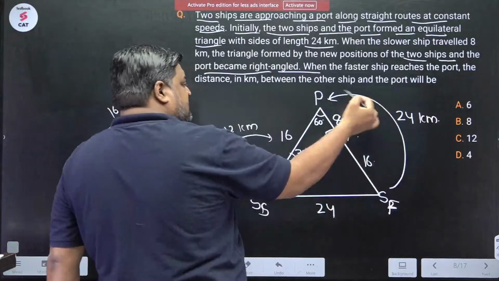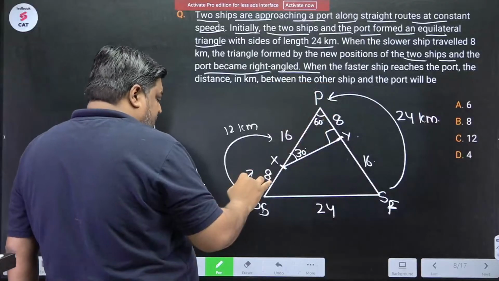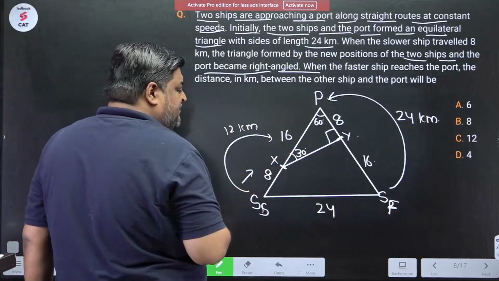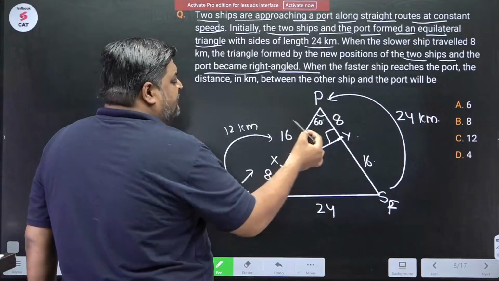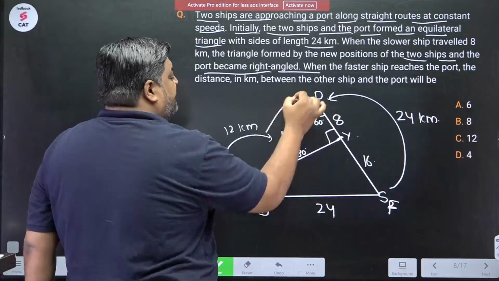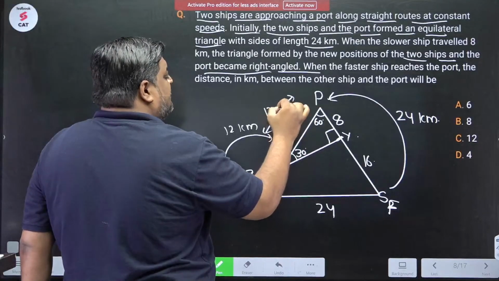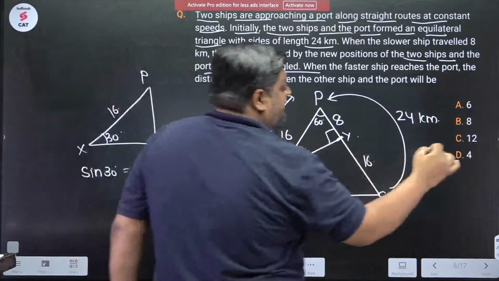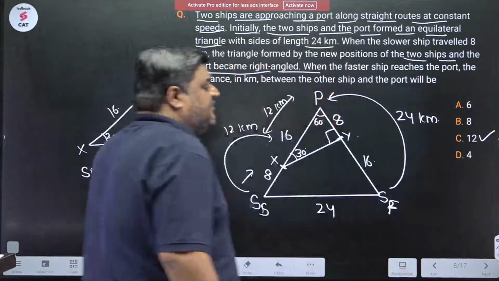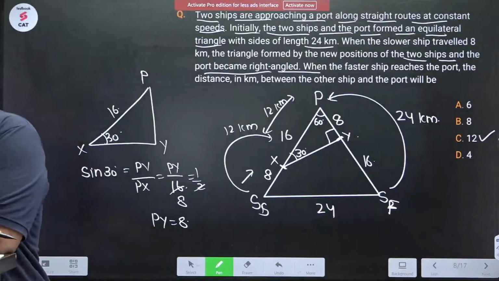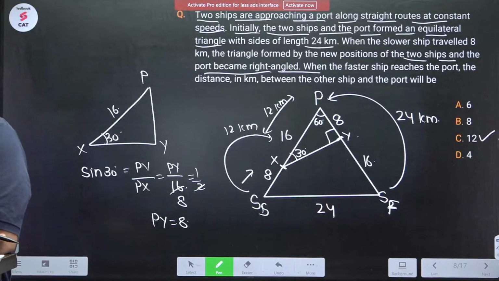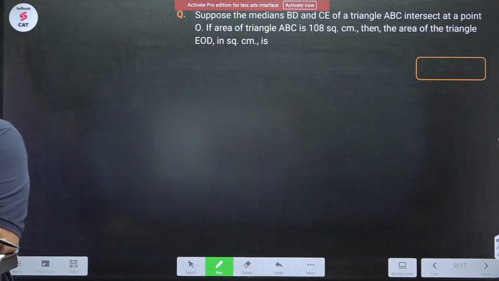When the faster ship is completing 24 kilometers, the slower ship would be at half the distance, 12 kilometers, and would be another 12 kilometers away from port. Bolo, yes sir. Sorted? Very good. Let's move to the next question.